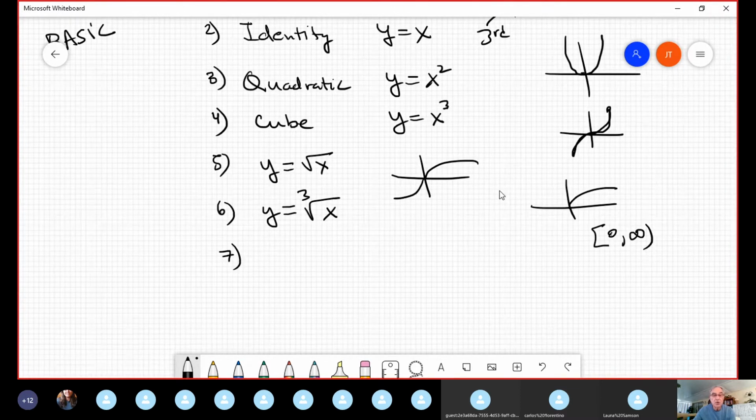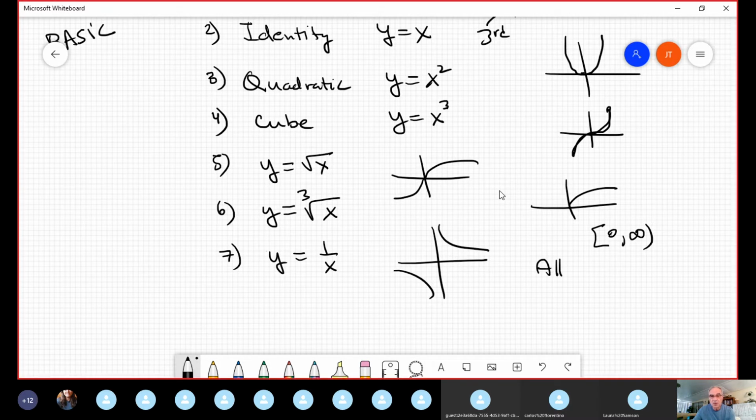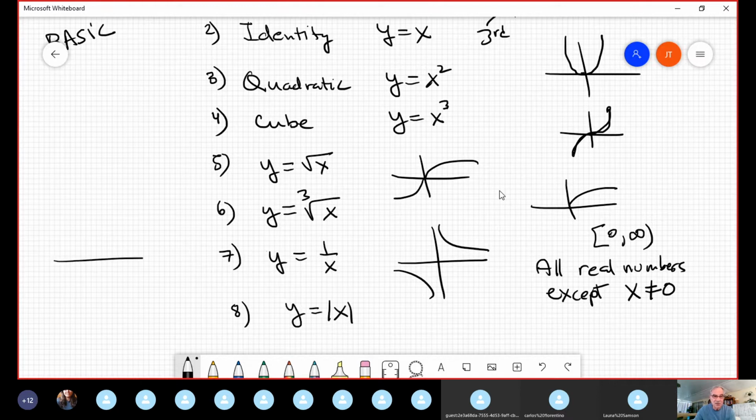And next is reciprocal, sorry. 1 over x. It's weird, something like that. But the domain is all real numbers except 0. The denominator is 0, not good. And finally, number 8 is absolute value. Absolute value will look like a V. The domain is all real numbers, but the range is only positive values.